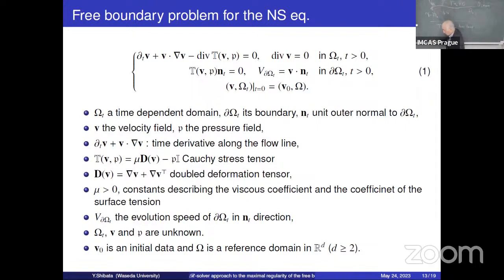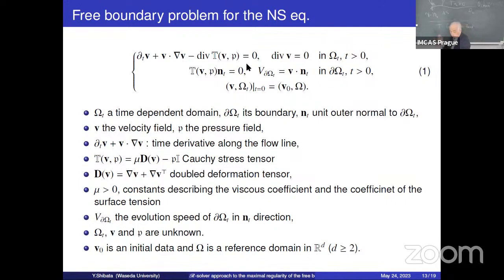So it's a so-called non-slip condition, but it is a very kinetic condition, and it is important to consider in the problem. Anyway, this is the full system to describe the free boundary problem. Then Ω_t is the unknown. So the unknowns are not only the velocity v and the pressure P, but also this Ω_t.